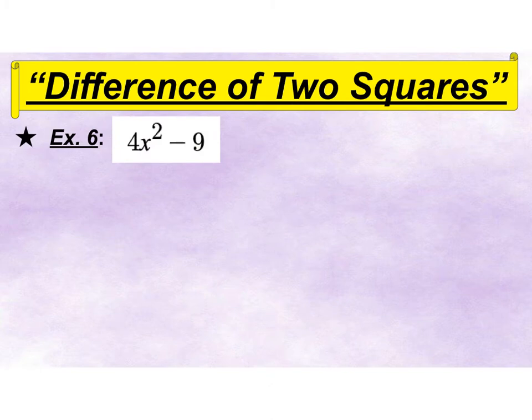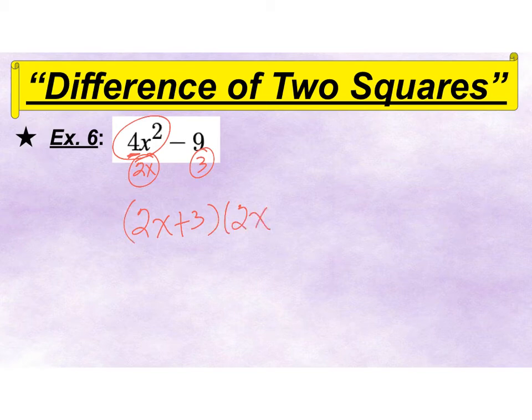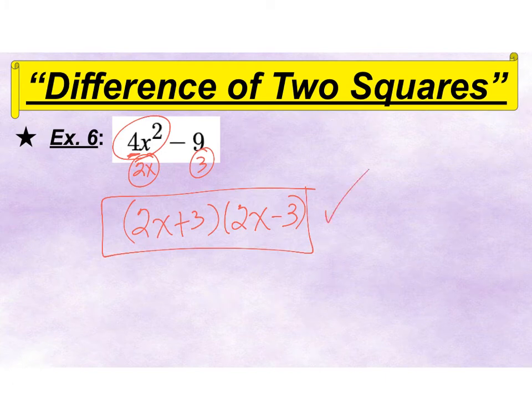Let's look at this one. If you notice, a is not 1 anymore, but it is still a perfect square. So the square root of 4x squared is 2x, and the square root of 9 is 3. So this will factor to 2x plus 3 and 2x minus 3. We could multiply that out and check it, but that is in full correct factored form.